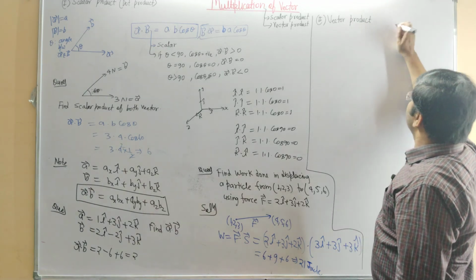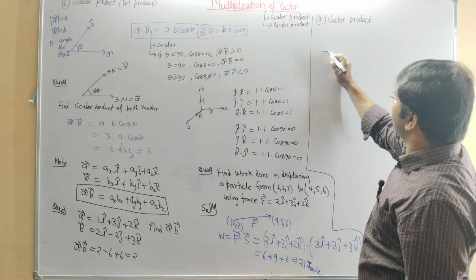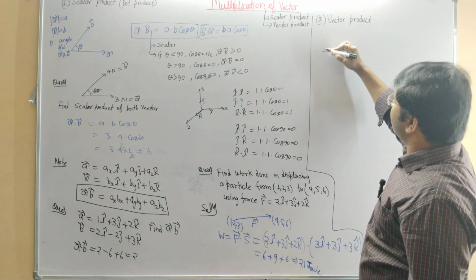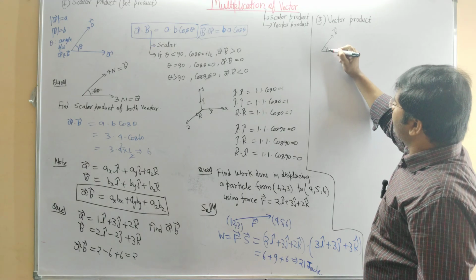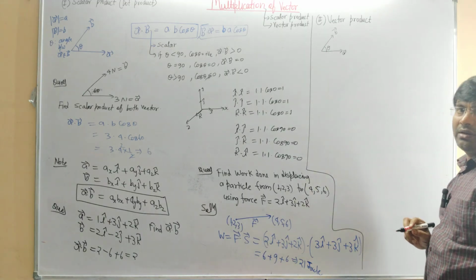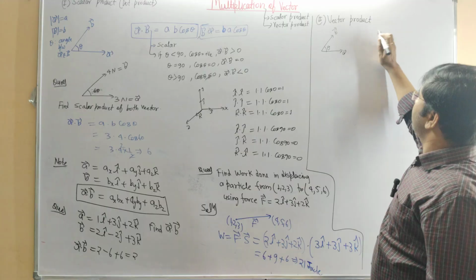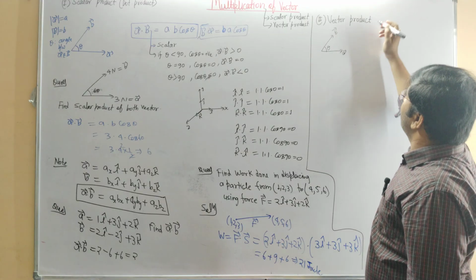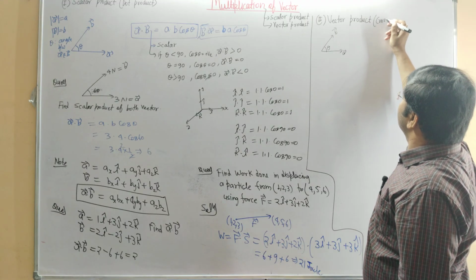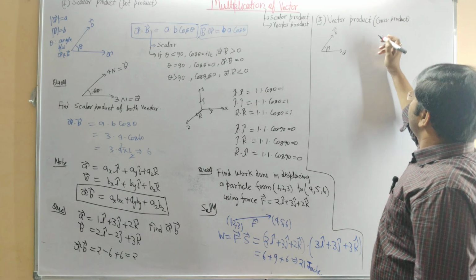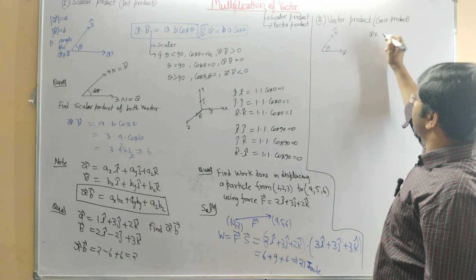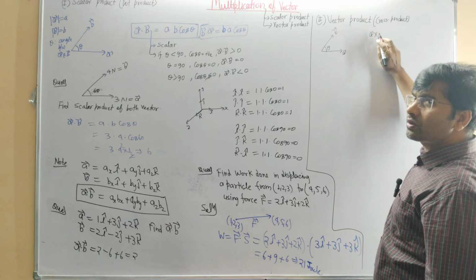Okay, in a similar way, let's take a vector A and this is vector B. The angle between vector A and B is theta. So we have to define here the cross product. This is also known as the cross product. A cross B, that's why we call it cross.